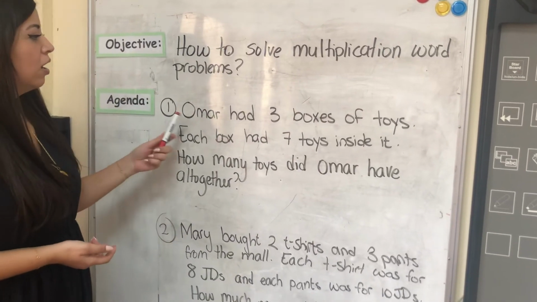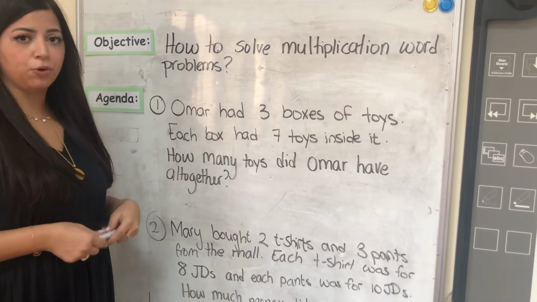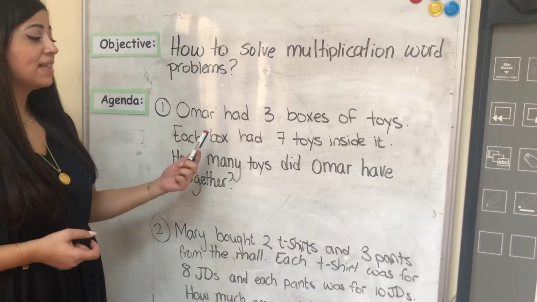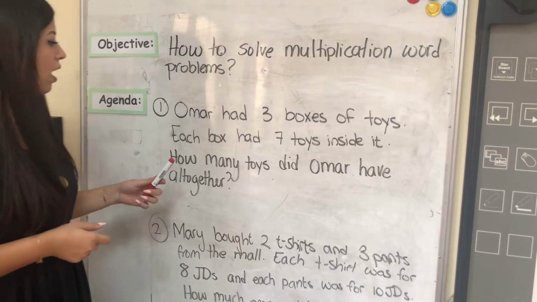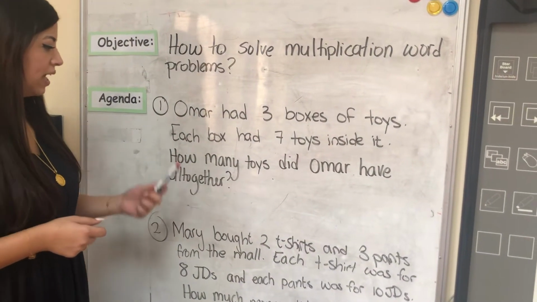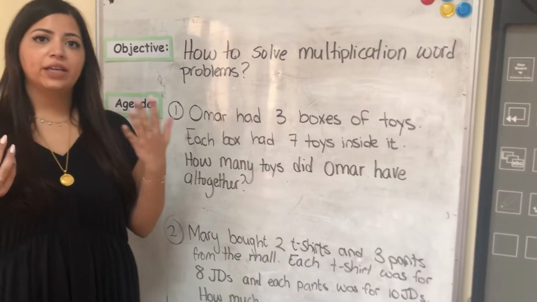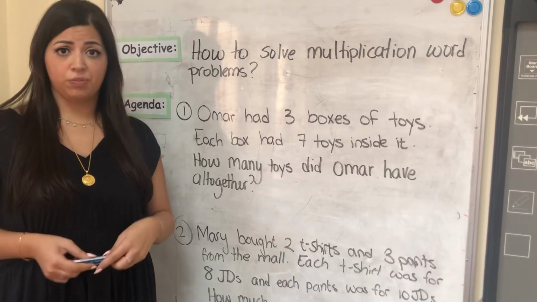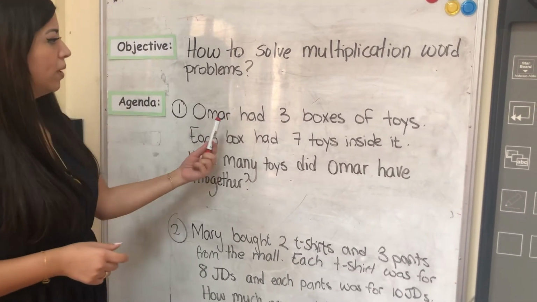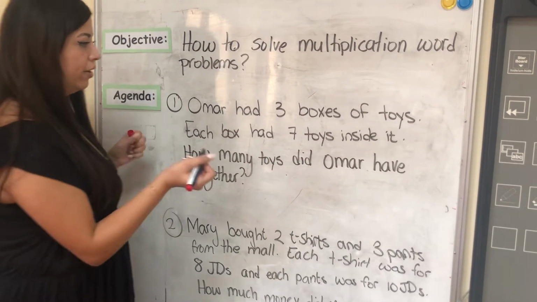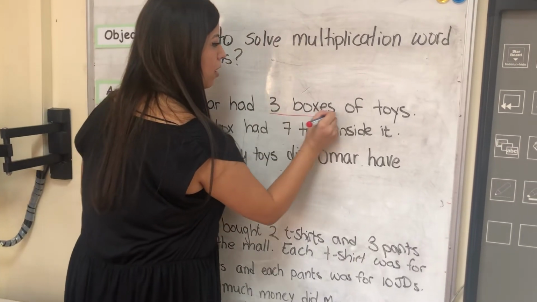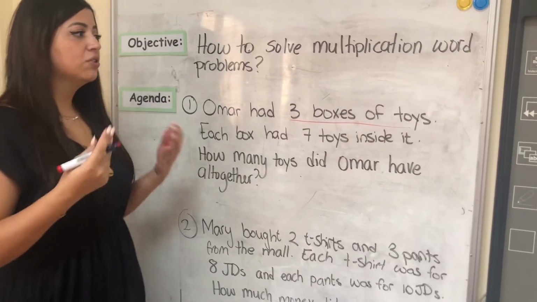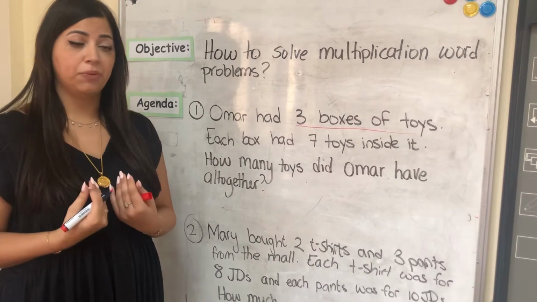Here it says, Omar had 3 boxes of toys. Each box had 7 toys inside it. How many toys did Omar have altogether? Now, inside each word problem, we have keywords that are going to help us solve the word problems. When it tells me Omar had 3 boxes of toys, I know that he had 3 boxes of toys. So I can underline or circle the keywords that are going to help me.